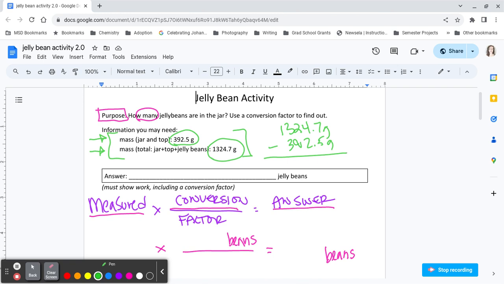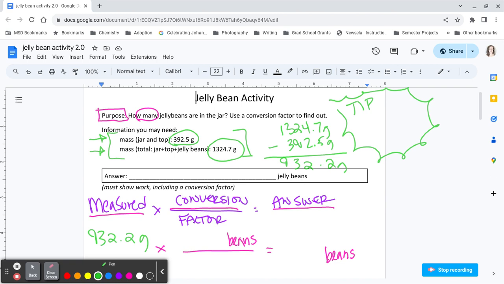And when I do that, I get 932.2 grams. This is our measured number, 932.2 grams. We'll talk about a tip for figuring out what your measured number is when we're done with this problem.